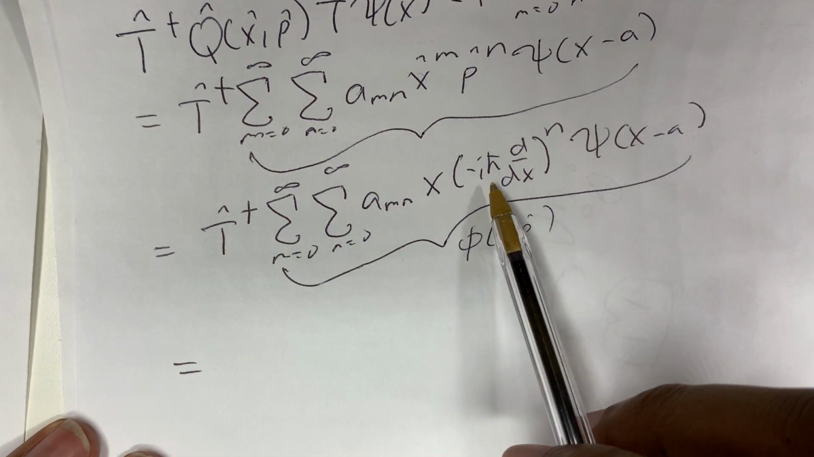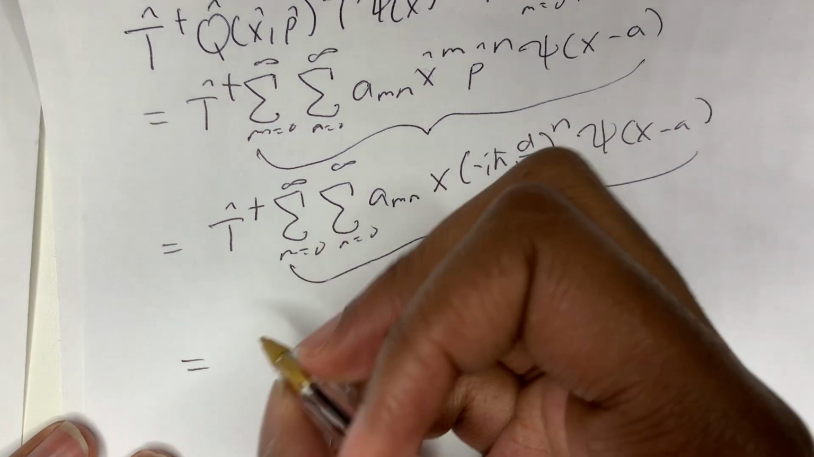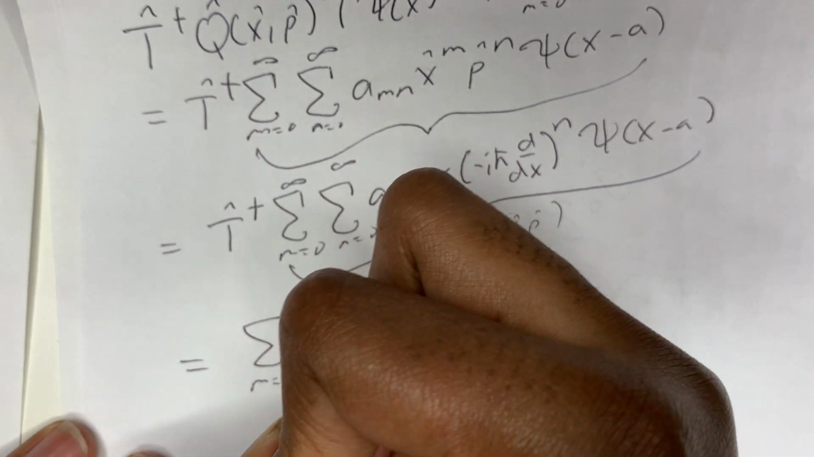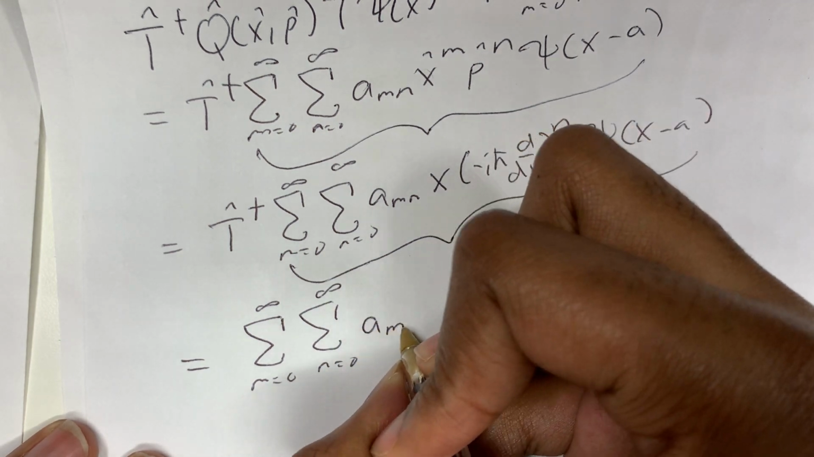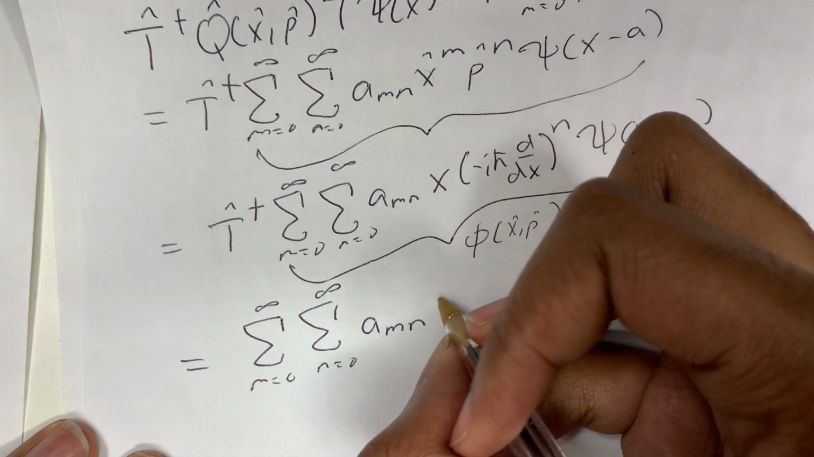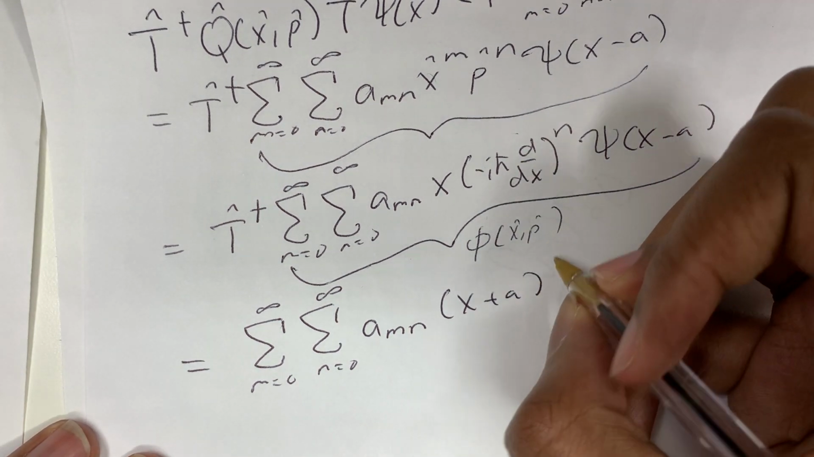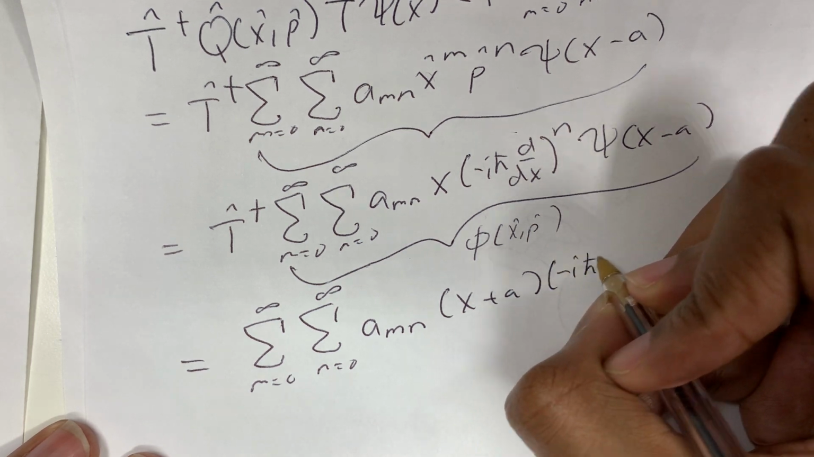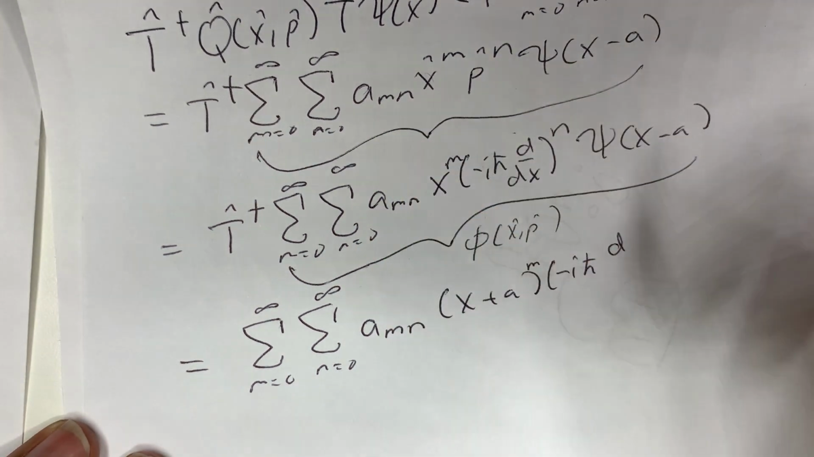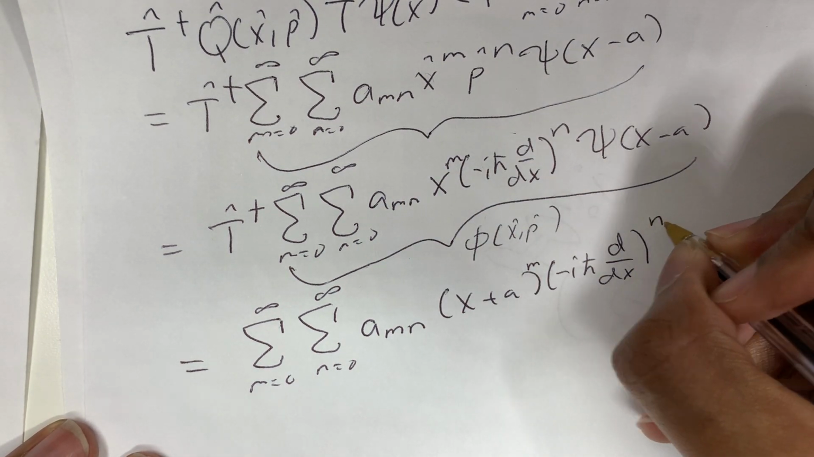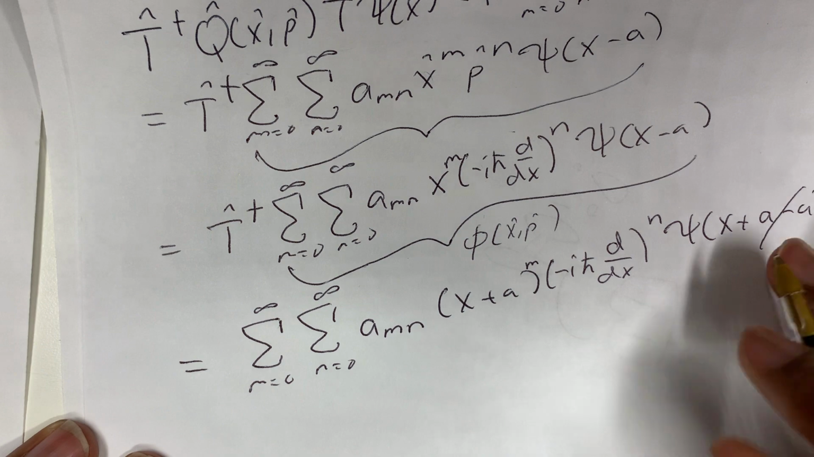And we actually change our momentum operator as well, but there's no x in the momentum operator. So m equals 0 to infinity, n equals 0 to infinity. I'm getting a bit lazy with my m's and n's. X, that's just x plus a. This operator remains unchanged since there's no x in it. So we get minus i h bar d over dx, to the n, sorry, this should be to the m, by the way, can't forget that, psi of x plus a minus a. The a's go away.